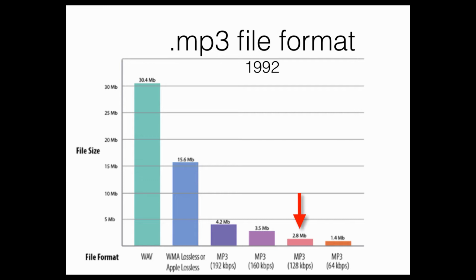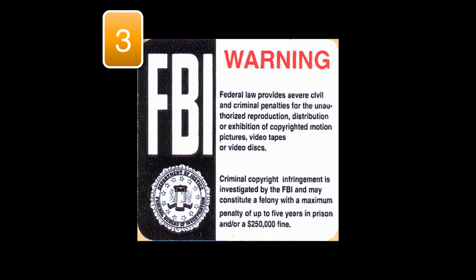128 kilobits per second is a pretty good target. It sounds okay, and those files are only a tenth of the size of the original CD quality files. The second contributing factor to the growth of file sharing was the growth of high-speed internet connections in homes and on college campuses and dorms. This made it easier to share those files quickly, so you didn't have to wait so long to download a file. The third factor was a widespread disregard for the law.